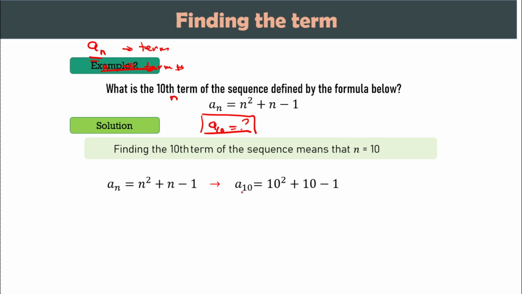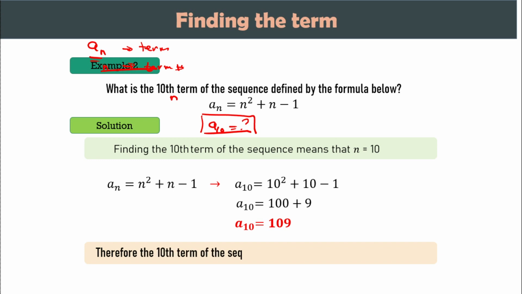So substitute natin. A sub 10 equals yung n magiging 10 squared plus 10 minus 1 na. So it gives us 10 squared is 100 and 10 minus 1 is 9, so 100 plus 9. So a sub 10 is equal to 109. Therefore, the 10th term of the sequence given by a sub n equals n squared plus n minus 1 is 109.